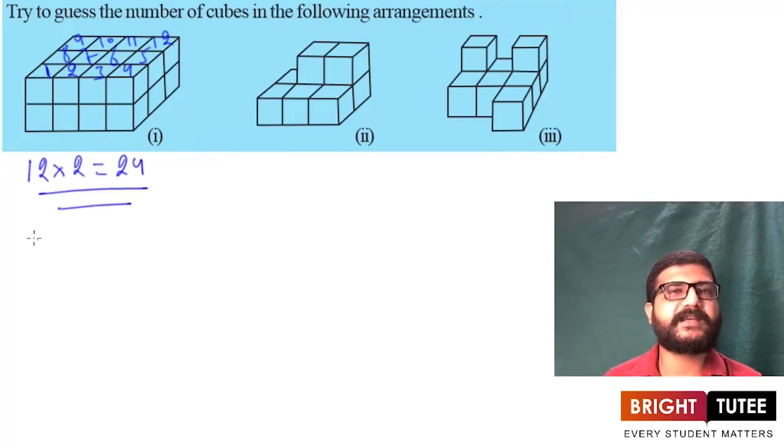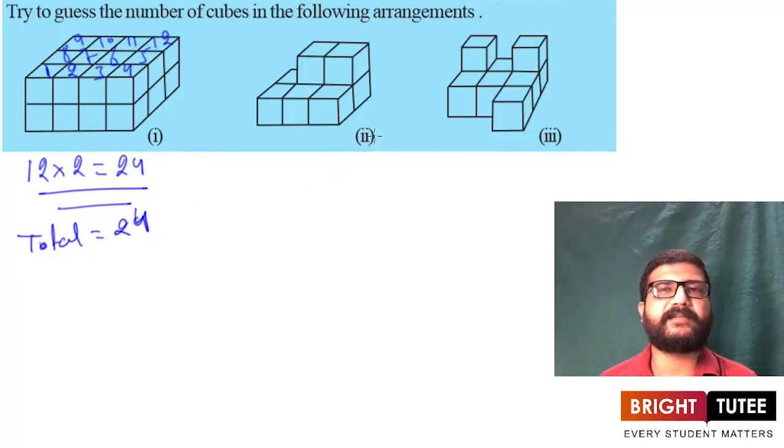So it means we can say total number of cubes are 24 in the first figure shown here, or in the first arrangement. Now let's move to the second one. We have to count how many cubes are there. So again we can count in the same way.